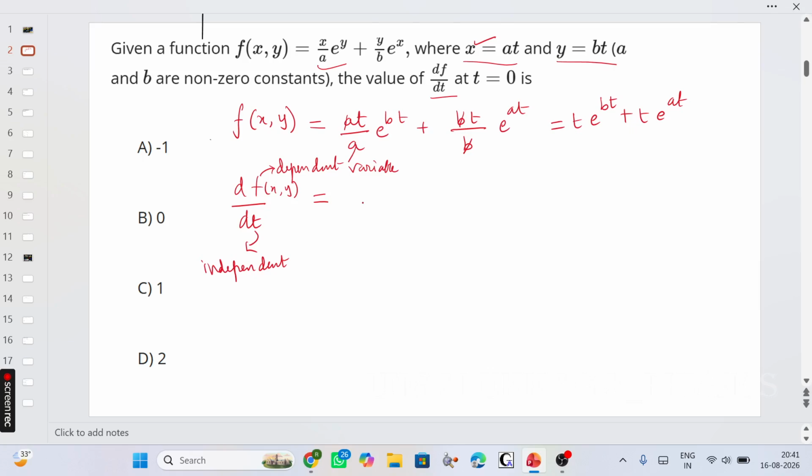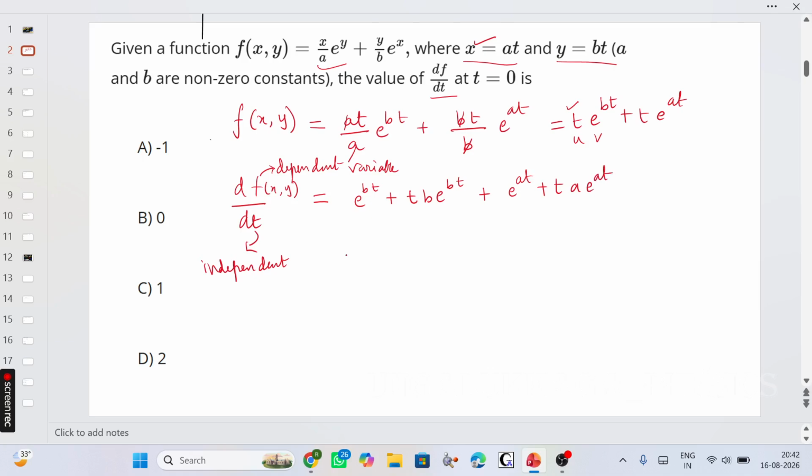We have e power bt. First we are differentiating t with respect to t, then t will become 1, so we have e power bt plus t b e power bt. Here we are applying the uv formula. Similarly for the second one, e power at plus t a e power at.